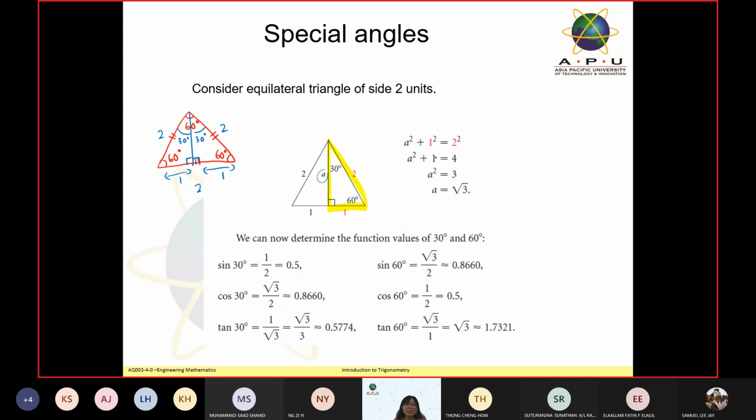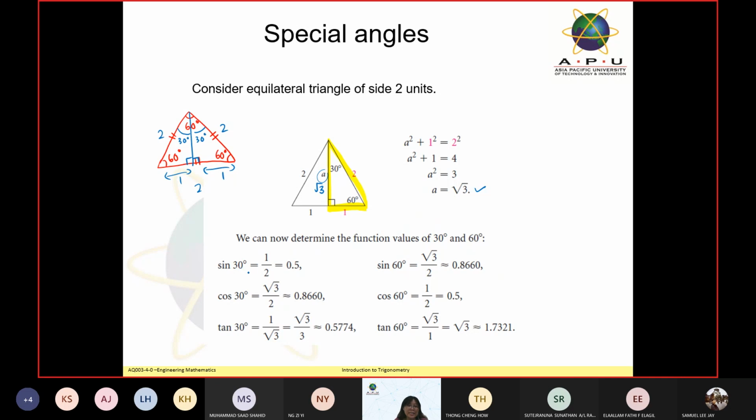Because this is a right angle triangle, we can use the theorem of Pythagoras to solve it. I won't explain in detail. I managed to get the height as square root of 3. I think you all understand how to get square root of 3. So here is square root of 3.